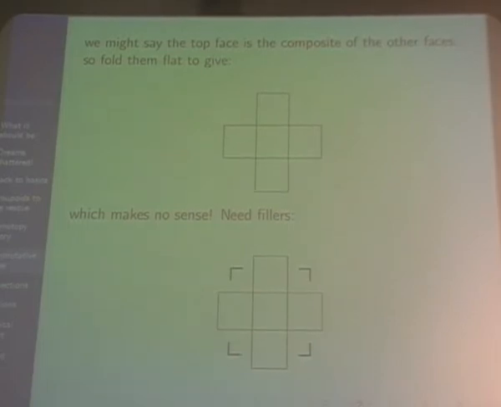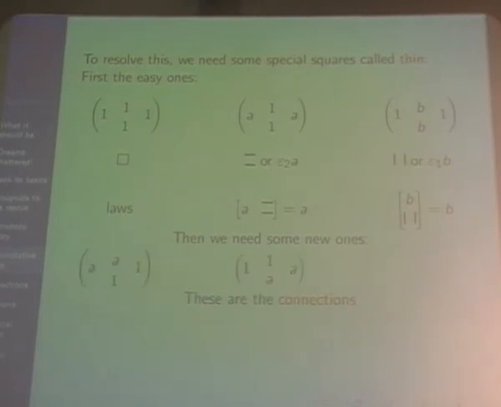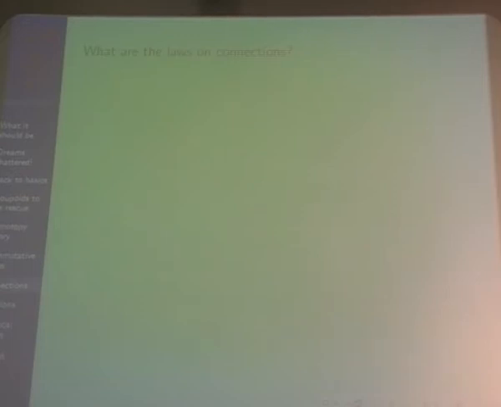So, we need special kind of squares called thin squares. So the easy squares are the identities in both directions. And they have the rules that they satisfy, they're identities. But now we need some new ones which have edges like these. And these we call connections because I saw them appearing in a paper on differential geometry. So we write them generically like that. Now, we need to say, what are the laws on connections? Well, I write them like that, and then I'll say something.